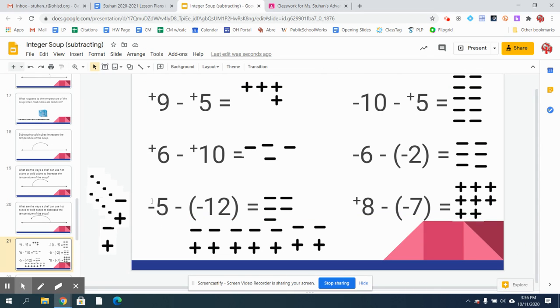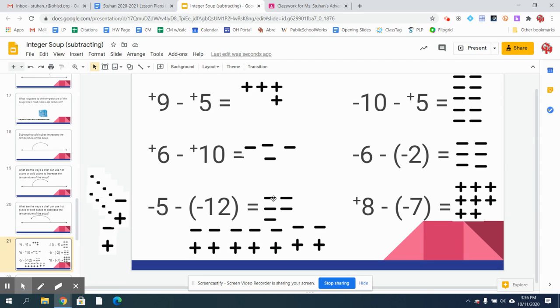So let's look at this again. We started out with our original 5 negatives. We added 7 more zero pairs in order to be able to subtract or take out 12 cold cubes. But remember, by adding these zero pairs, we're not changing our original number.